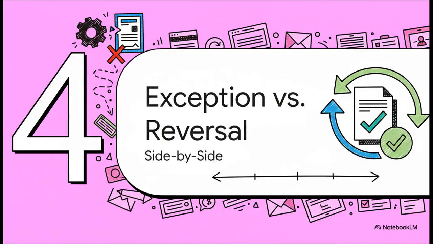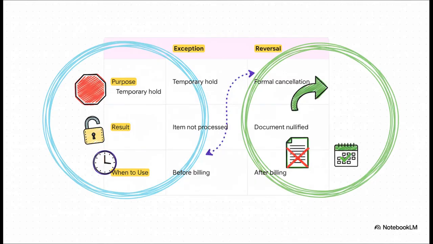Okay, time for the main event. Let's put these two side by side. When you see them in a direct comparison like this, the different jobs they do become crystal clear. This chart really tells the whole story, doesn't it? You use an exception to temporarily hold an item before it ever gets billed or after a reversal has put it back in your court. You use a reversal, on the other hand, to formally cancel a document after it's already been posted. One is a temporary pause, the other is a formal cancellation.